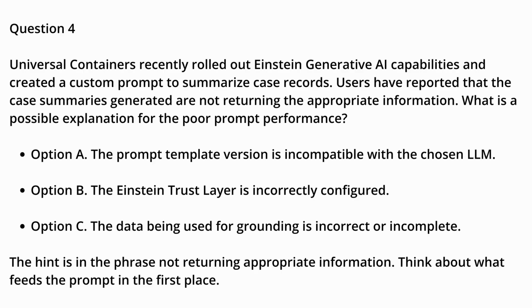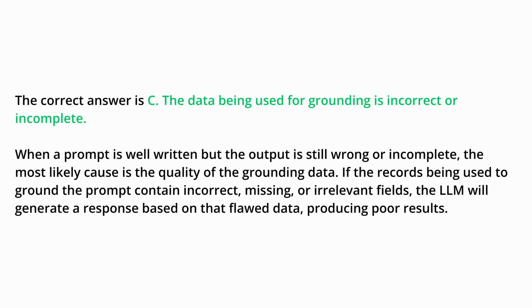The hint is in the phrase not returning appropriate information. Think about what feeds the prompt in the first place. The correct answer is C. The data being used for grounding is incorrect or incomplete.